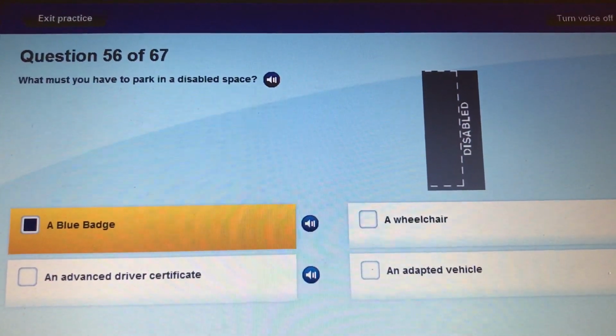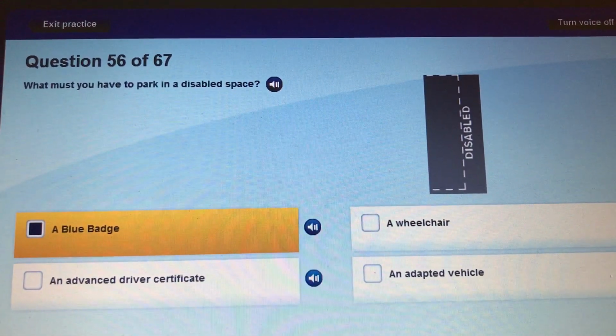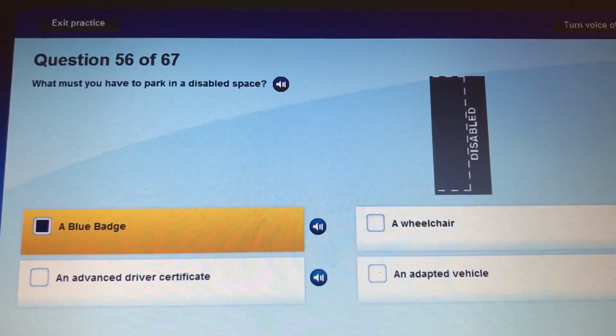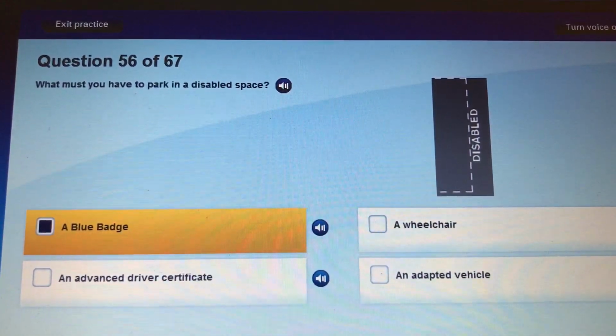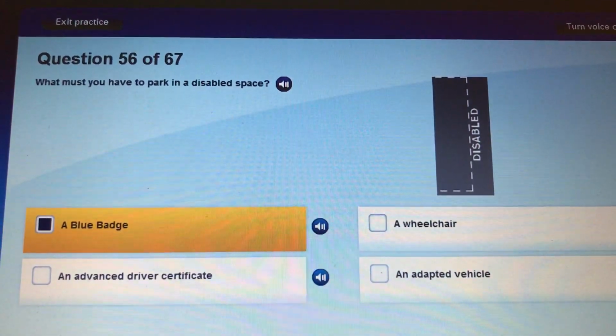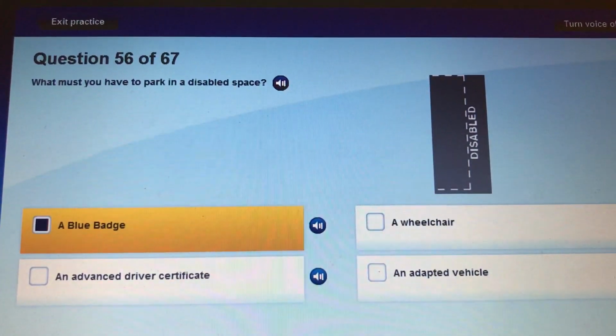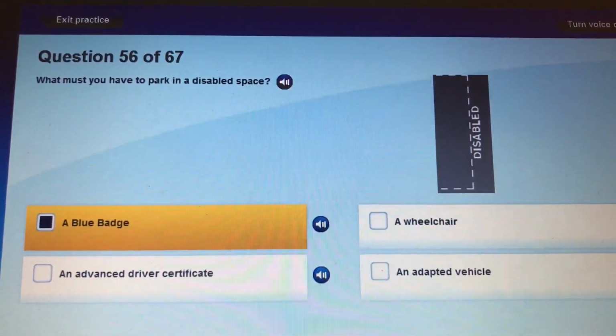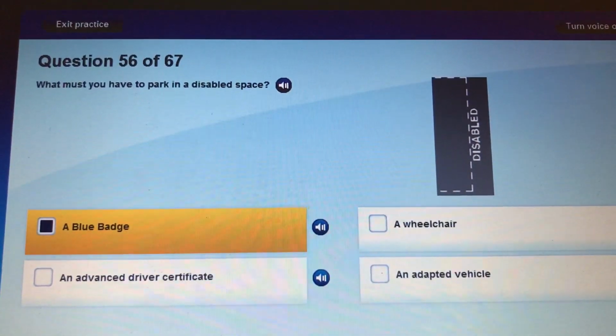What can you see in the picture? It is a parking place, but it is written disabled use. So you are not allowed to park there. Only disabled drivers, they get a blue badge and they have permission to park. And they display the blue badge on the dashboard.